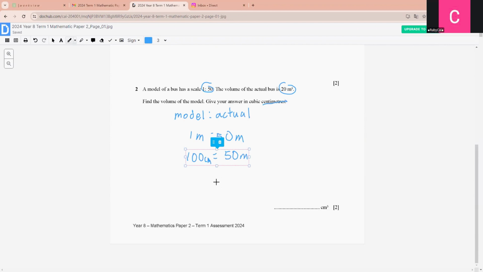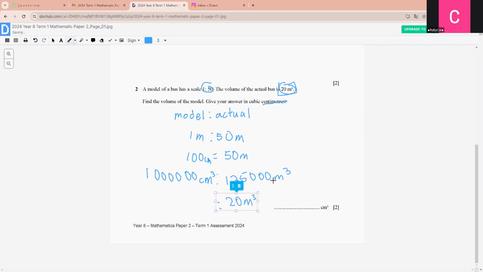So when we cube it, which is basically 50 multiplied by 50 multiplied by 50, and 100 multiplied by 100 multiplied by 100, we will get 100,000 cubic centimeters. Same for 50, when we multiply, it will become 125,000 cubic meters. And because the question says it's 20 cubic meters, so 20 cubic meters.